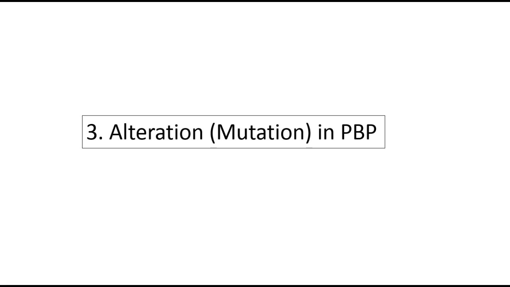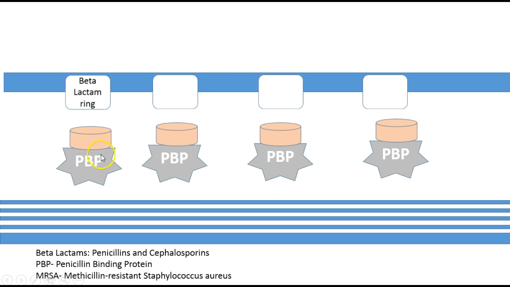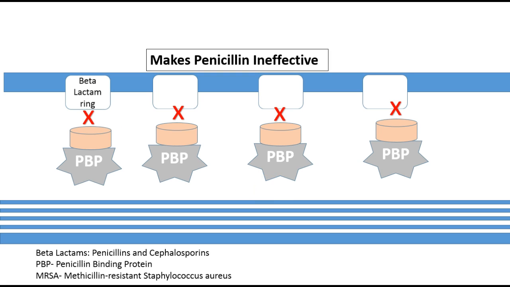The third type of mechanism of resistance you would see is alteration or mutation in the penicillin binding proteins. If there is mutation or alteration in these penicillin binding proteins, then the beta-lactams are unable to bind to these proteins. And as they are not able to bind to the PBP, that would lead to natural resistance to this penicillin. Now currently, certain Staphylococcus are developing such resistance, and they are called MRSA, which is methicillin resistant Staph aureus. So drugs like methicillin, oxacillin, cloxacillin are not effective in such species of Staph aureus.